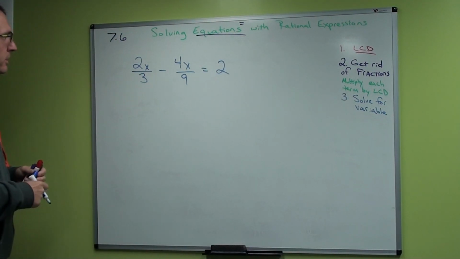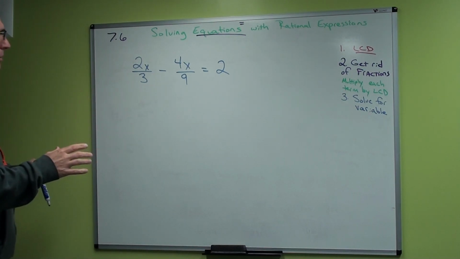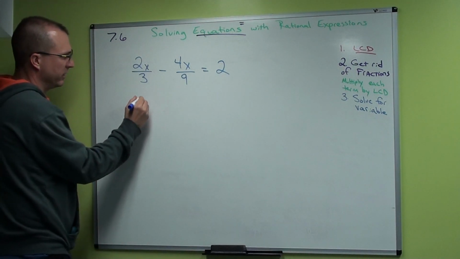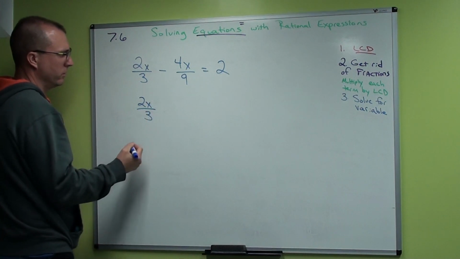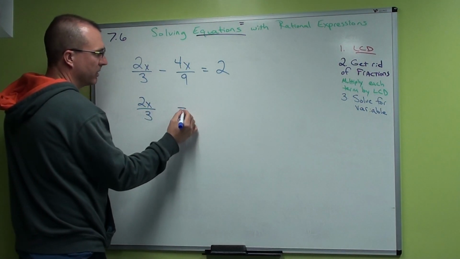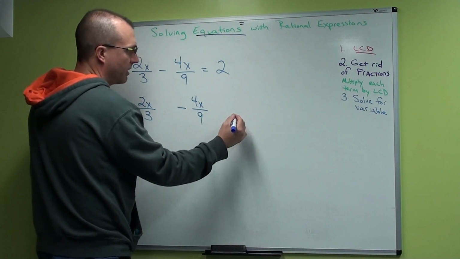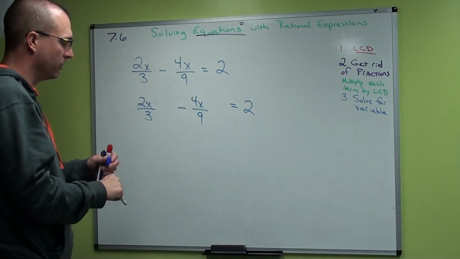Alright, so that's our problem. I know I'd have to do least common denominator first. Let me rewrite this real fast. 2x over 3. I'm leaving some space now, because I know I'm going to be multiplying by my least common denominator. And I have to do something with this too.